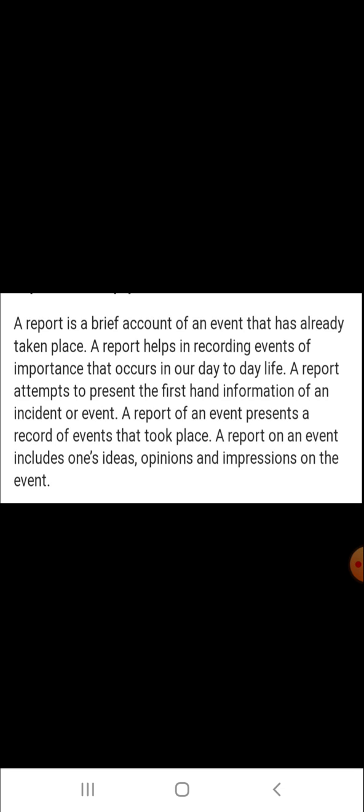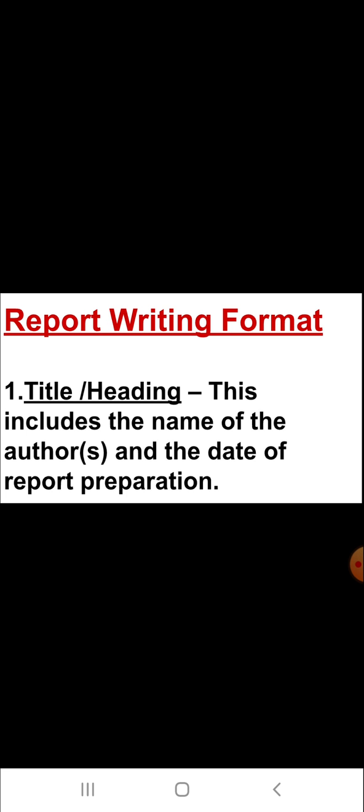So let's first see the format of report writing. So here is the format. The first thing that you should know while writing the report is heading, or you can say the title. This includes the name of the author, means the person who is writing, and the date of the report preparation, means the date when you are preparing the report.